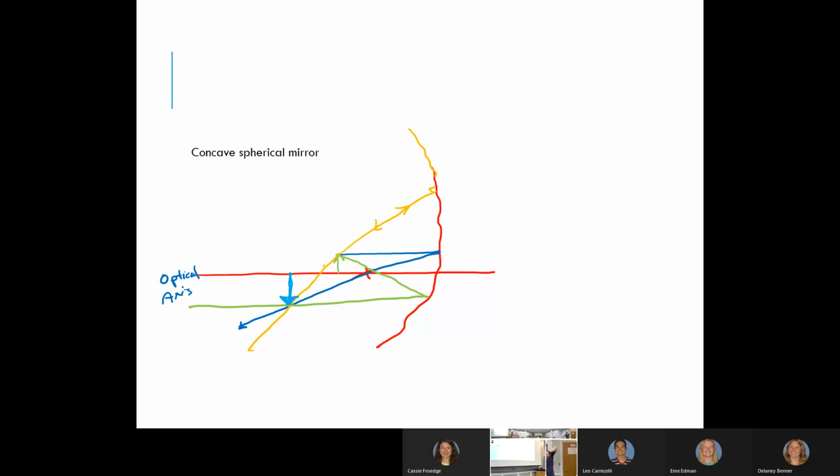And also, you notice magnified or demagnified. Is it larger than the object or smaller than the object? Blue arrow compared to an orange arrow. Larger, yeah. So you get an inverted magnified image.